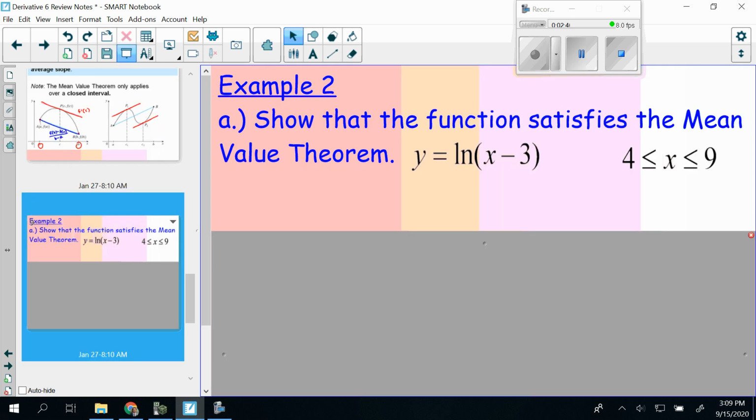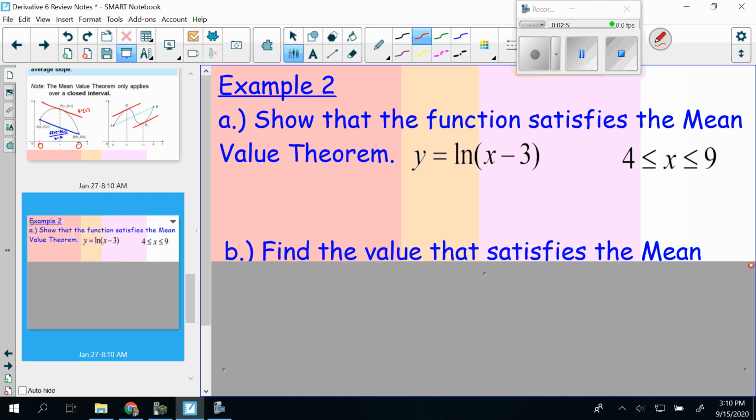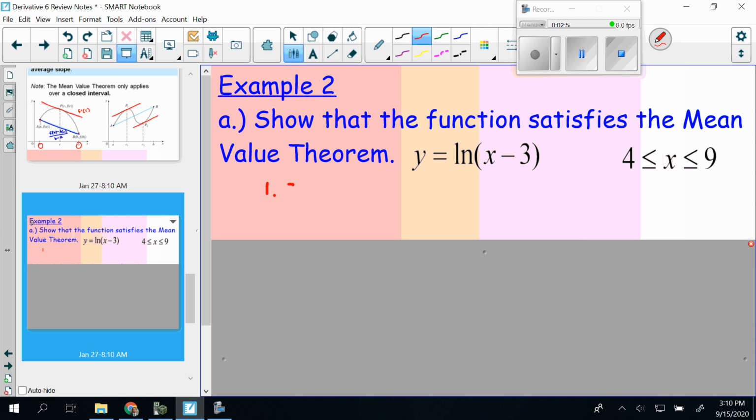Let's try one out. Show that this function satisfies the mean value theorem on the interval from 4 to 9. So first off, is this closed? Yes, it's closed. We can see that over here.